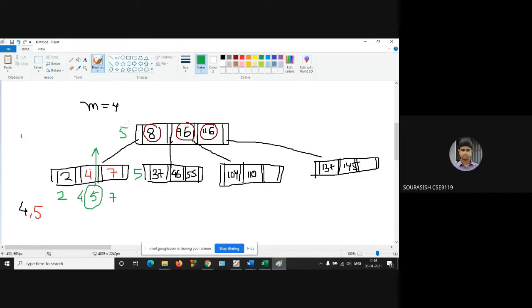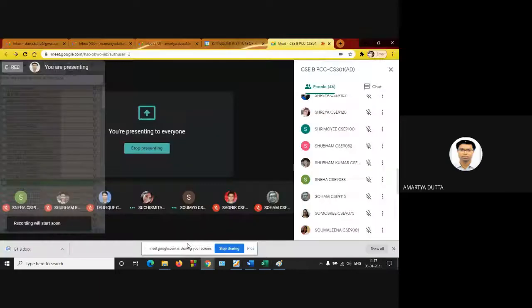Sir, again send the median up. So here 96 will be the median. 96 is the root. You have to restructure the entire tree. So this is the entire insertion.